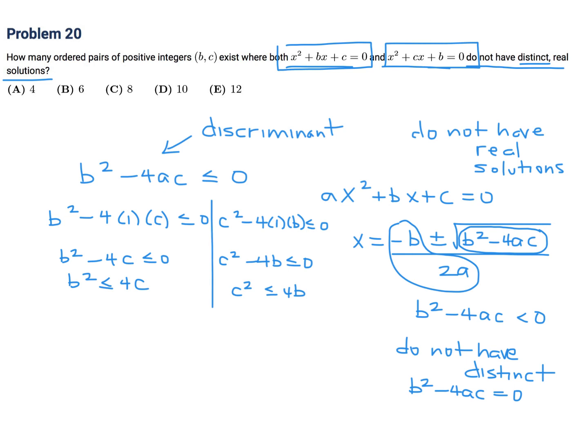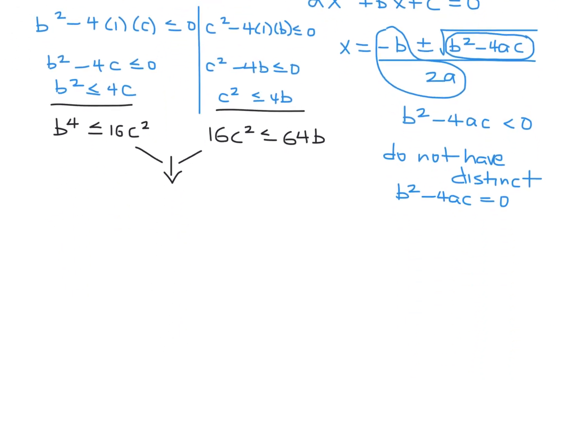So we've got to combine these, and then hopefully it will help us figure this out. Right now they don't look identical, but we can make them look very similar. How? I think by multiplying. First, let's square this guy, so b to the power of 4, and then this becomes 16c squared. And then multiplying this guy by 16 would make it very similar. Okay, now we can combine. So that means 16c squared is less than or equal to 64b and greater than or equal to b to the power of 4.